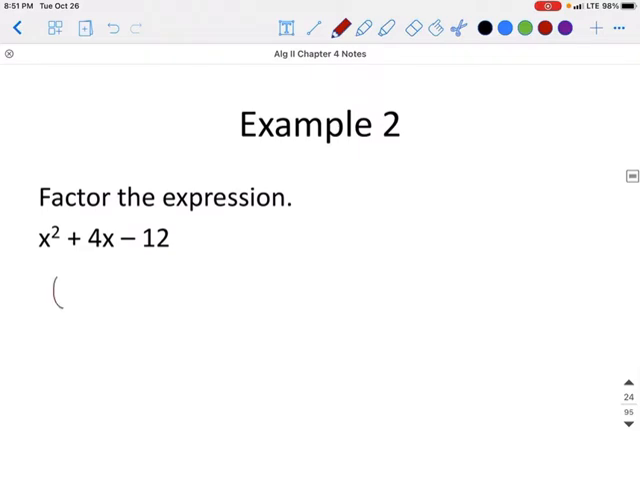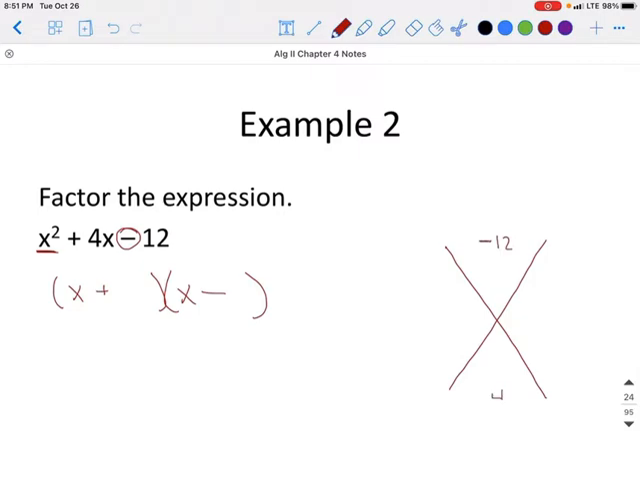If we factor this one, because c is negative, we know we will have one of each sign. We want to know what multiplies to give us x squared, and so that's going to give us x and x. Now we want to know what multiplies to give us a negative 12 that's going to add to give us 4. So multiplies to give us negative 12, we have 1 and 12, 2 and 6, or 3 and 4.